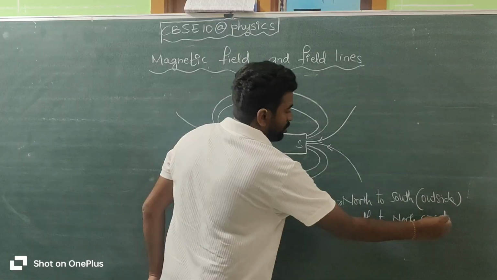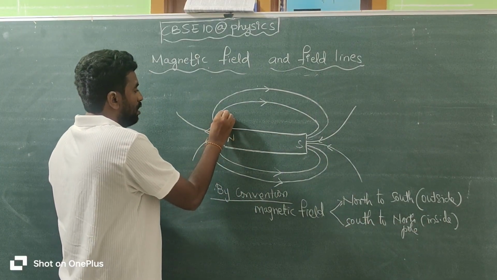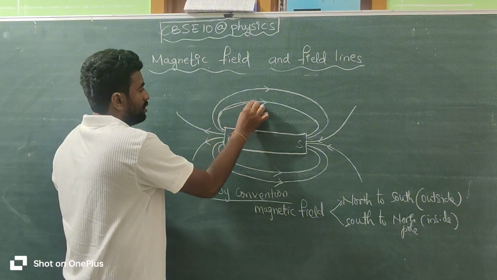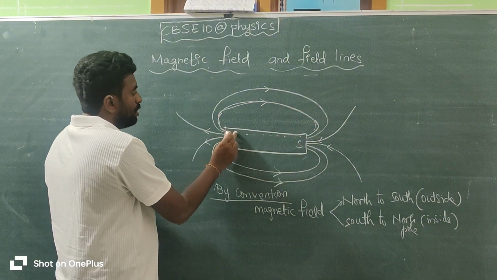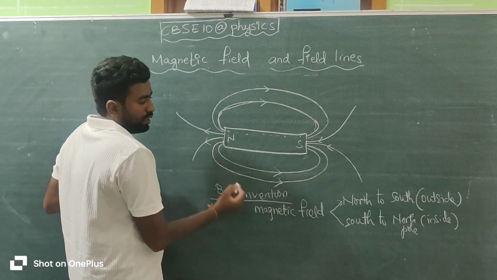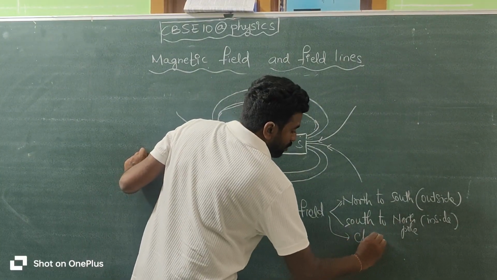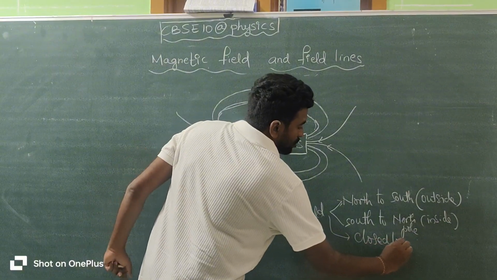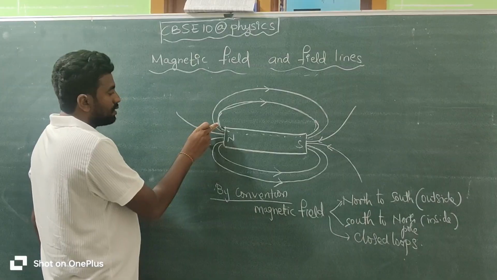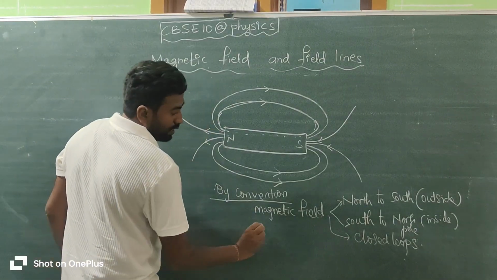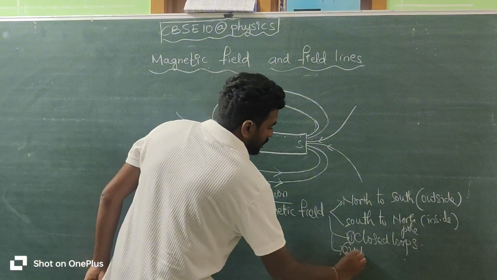So based on this observation, outside the magnet the field direction is north pole to south pole, and inside south pole to north pole. They form closed loops. This is the first property. And the second property: two magnetic field lines never intersect.